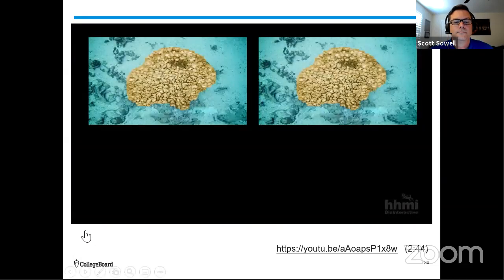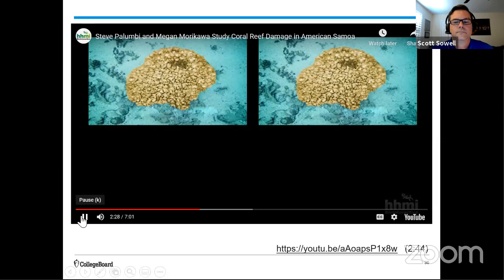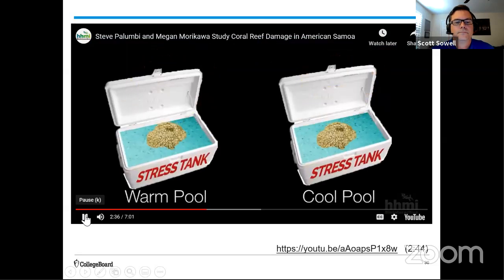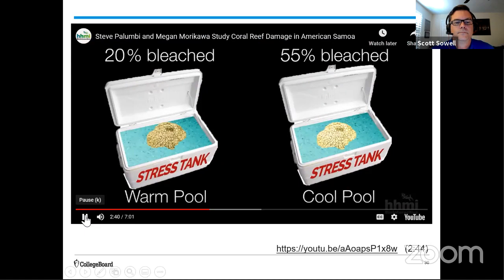Palumbi took corals of the same species from two different parts of the reef, one living in a warmer pool of water and the other in a cooler pool, and put them in the stress tanks. When grown and measured in these tanks, corals from the warmer pool were more resistant to bleaching.